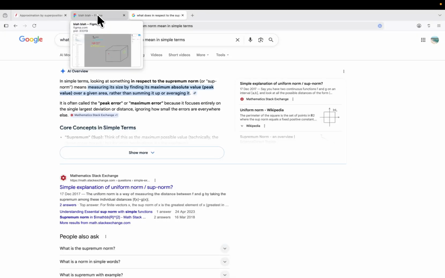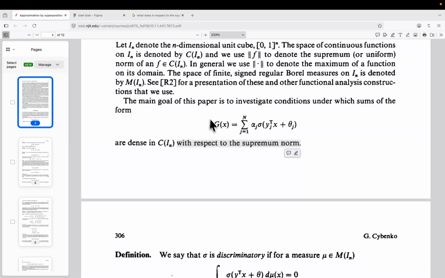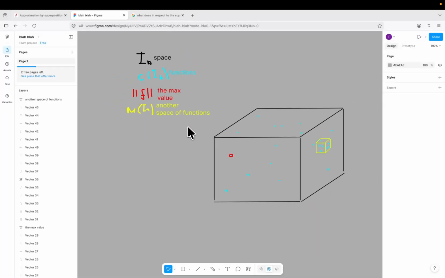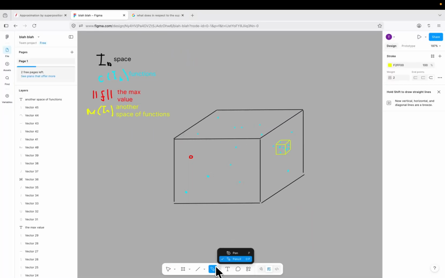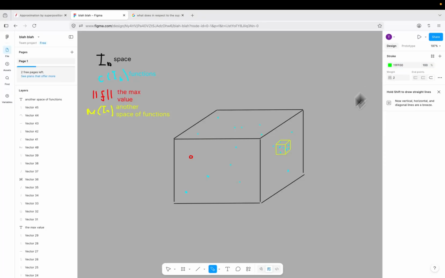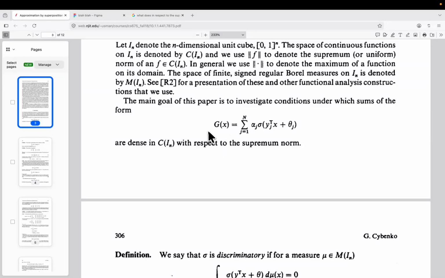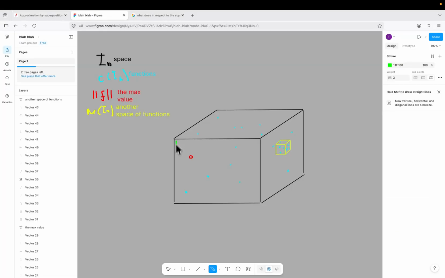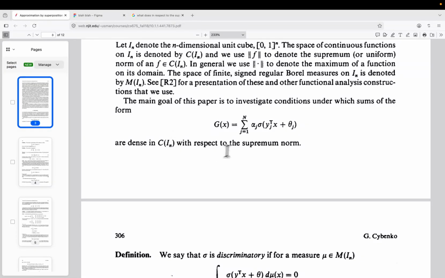So, oh yeah, I think I get that. It probably means that this thing can actually be like that. What we want to prove, let's do it in green, is that our main object is dense, so it's everywhere in this cube. So it can be everywhere with respect to the supremum norm.